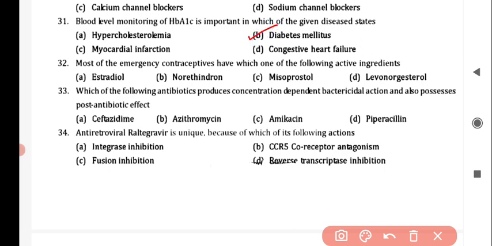Next question is, most of the emergency contraceptives have which one of the following active ingredients? And the correct answer is option D, levonorgestrel.